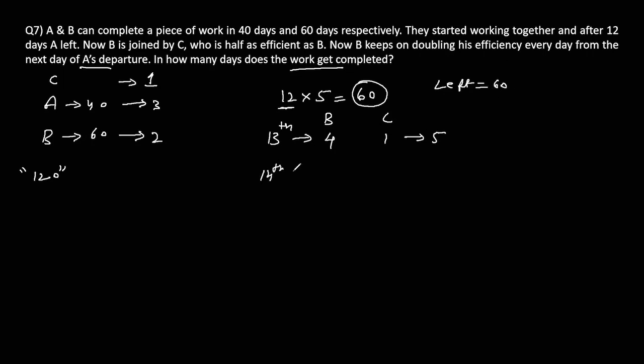So on the 14th day, what will be the work done? B is doubling the efficiency, remember. So B is now working 8 units per day and C will be doing 1 unit. So a total of 9 units.